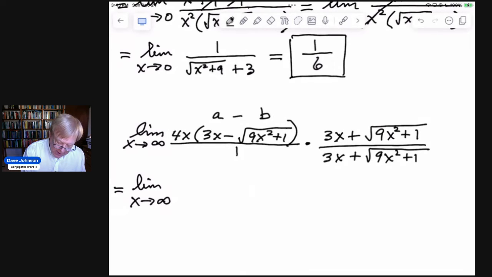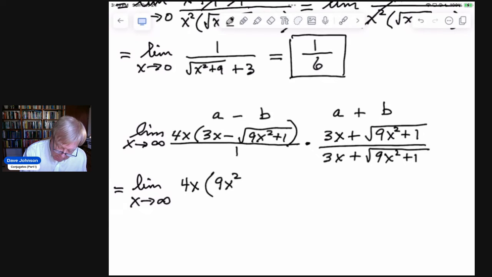The 4x doesn't change, so it's still there. This, of course, is your a plus b. So a minus b times a plus b is a squared minus b squared. So you're going to get, so 3x squared is 9x squared.